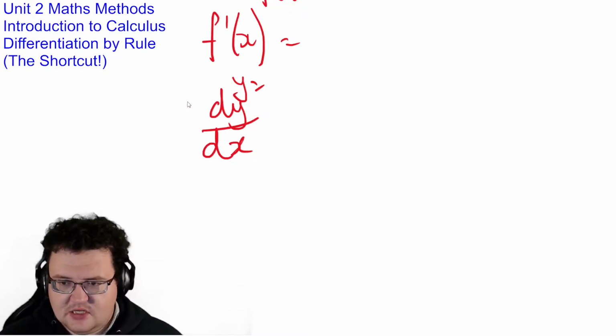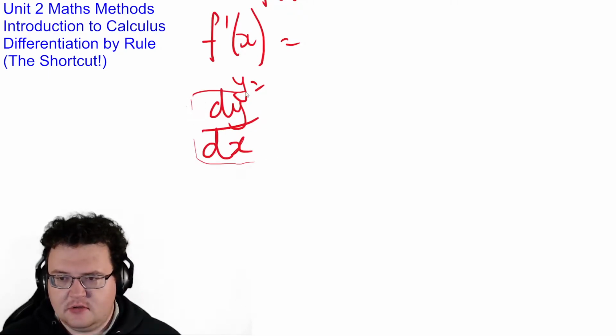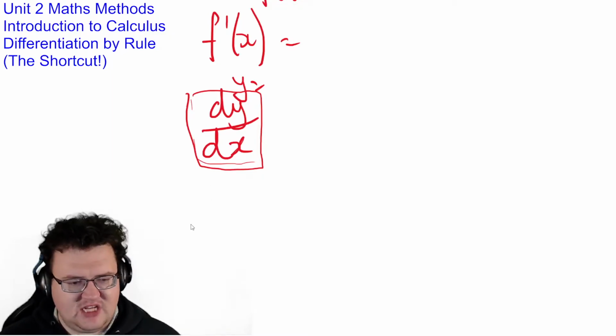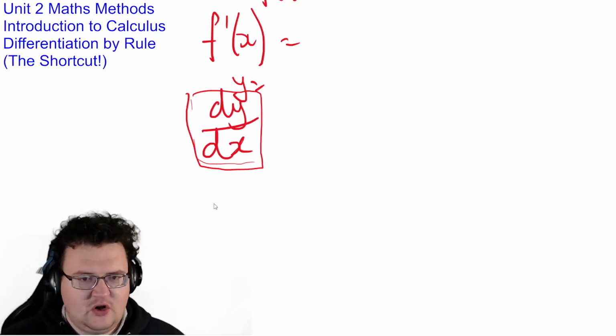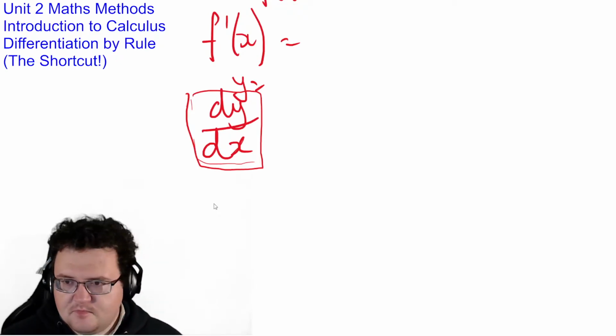Now this notation was created because it used to use a Greek letter that looked like the letter D, and so it was that Greek letter Y, Greek letter X, and eventually we just got lazy and started calling it dy dx.